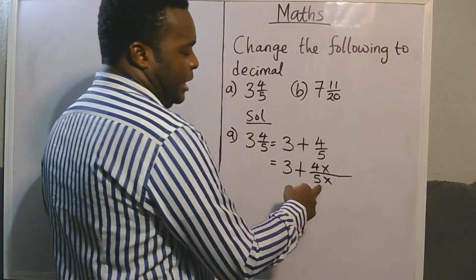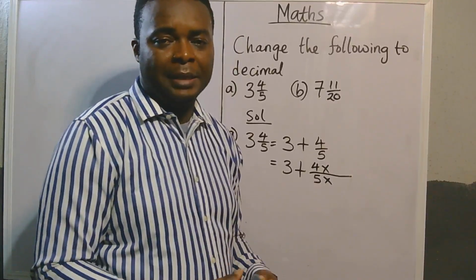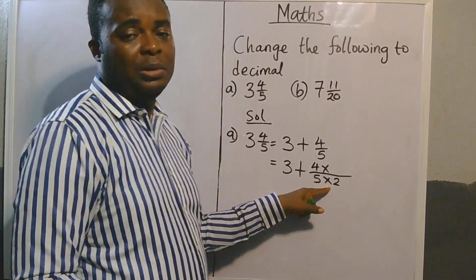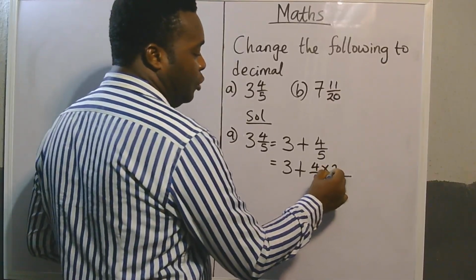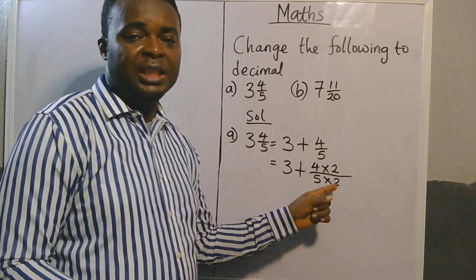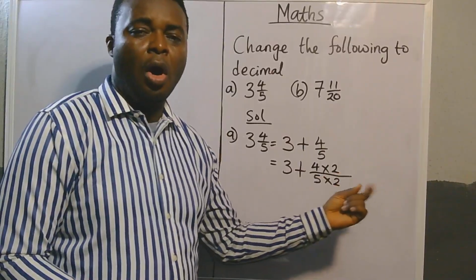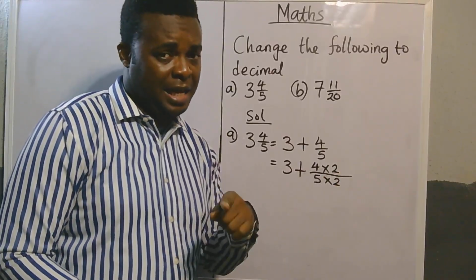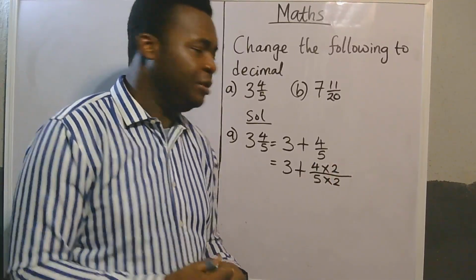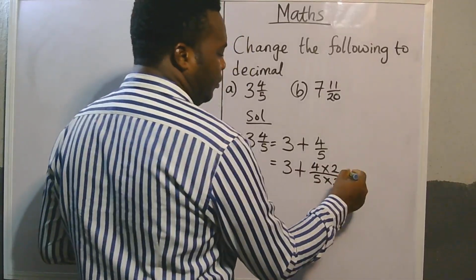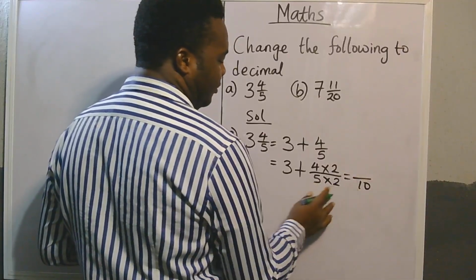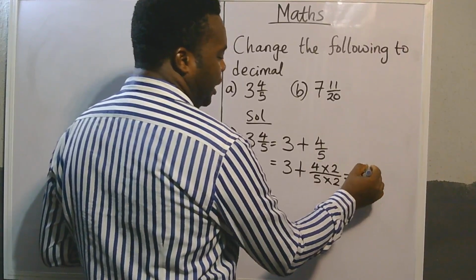Now, I can easily change 5 to 10 by multiplying 5 by 2. Because I've multiplied by 2 down, I'll also multiply by 2 up. Do you understand? Whatever number you use to multiply to change the denominator to 10 or 100 or 1000 as the case may be, use that same number to multiply the numerator. Alright, so it's going to give me 5 times 2, 10, 4 times 2, 8.